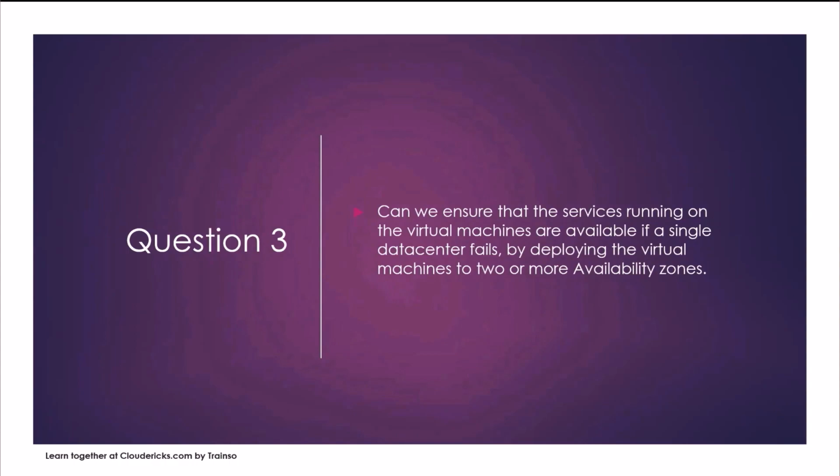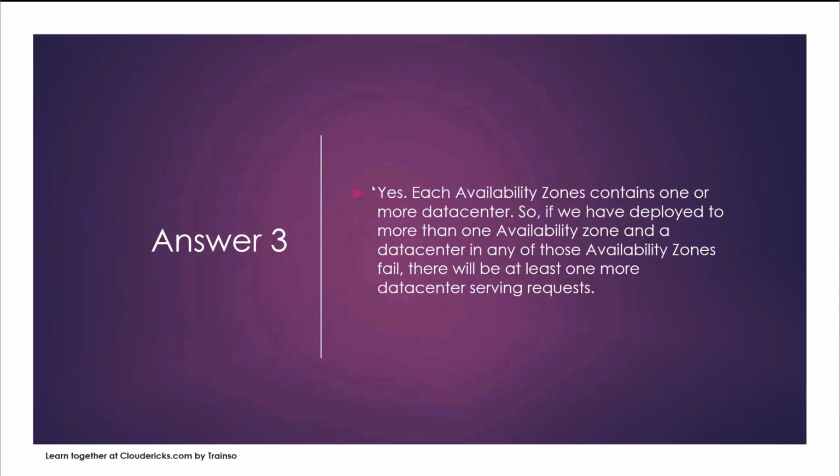Question 3. Can we ensure that services running on a virtual machine are available if a single data center fails by deploying the virtual machines to 2 or more availability zones? Yes, each availability zone contains 1 or more data centers. If we have deployed more than 1 availability zone and a data center in any of those availability zones fails, there will be at least 1 more data center serving our request.